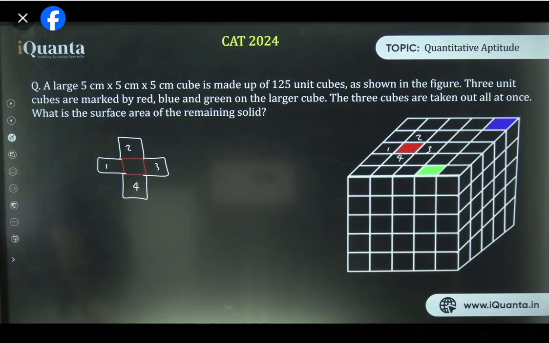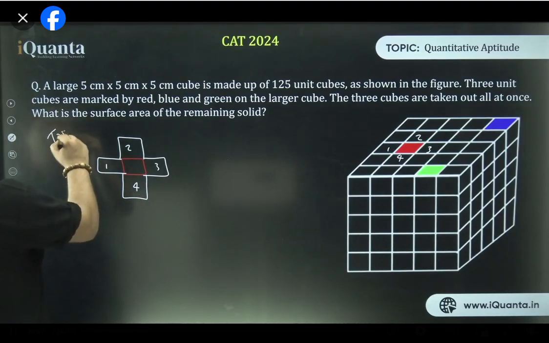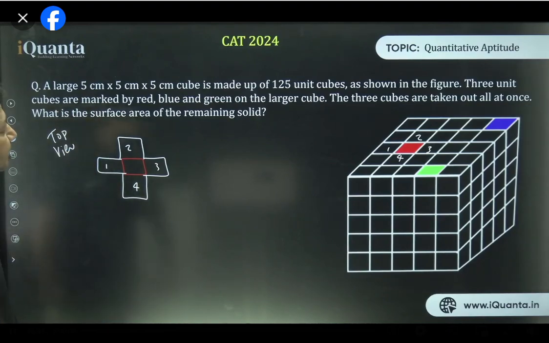प्रियंका, रुको, आते हैं, वहाँ पे भी आते हैं. अतुल, wait. This is clear to all of you. This is the top view. Okay.